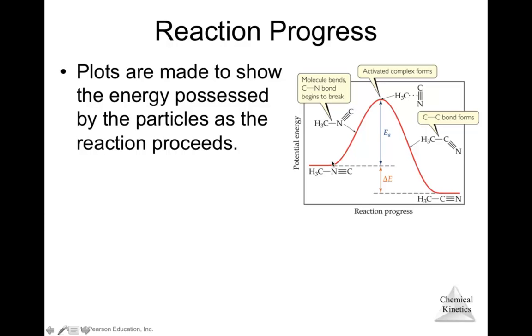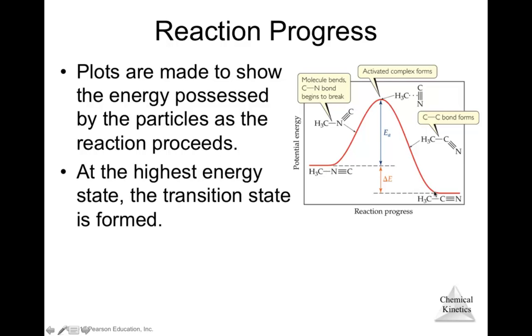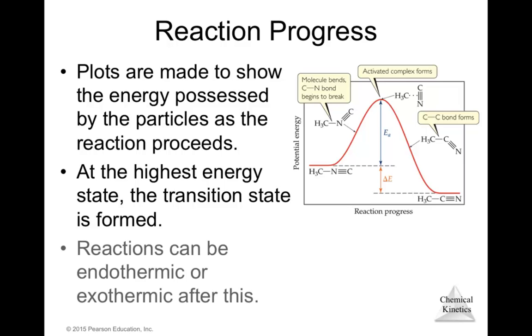Now you can see that there is a difference in energy between the reactants and the products. After the highest energy state, the transition state, is formed, reactions can be endothermic or exothermic. In this case, the product, acetonitrile, has a lower energy than the reactant, so that means that energy was released. Because of that, this type of reaction is an exothermic reaction, because the product has a lower energy than the reactant. If the product has a higher energy than the reactant, then that reaction is an endothermic one.